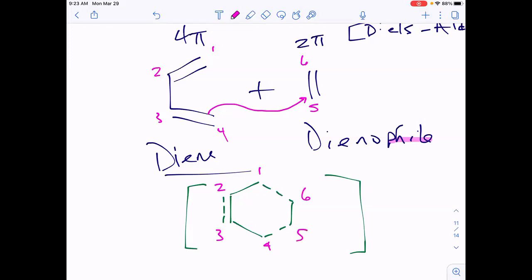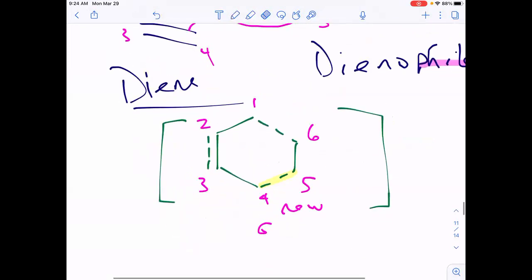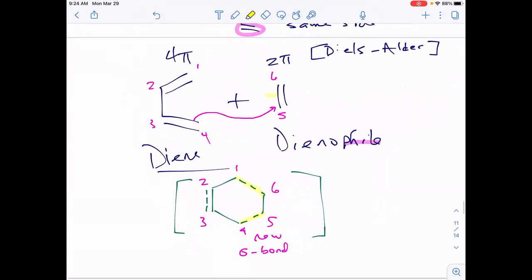Right, so this is what's happening. Carbon 4 and 5 are going to end up with a sigma bond. So you need to get a new sigma bond there. And then you're also going to get a bond between 1 and 6, so that's also going to give you a new sigma bond.